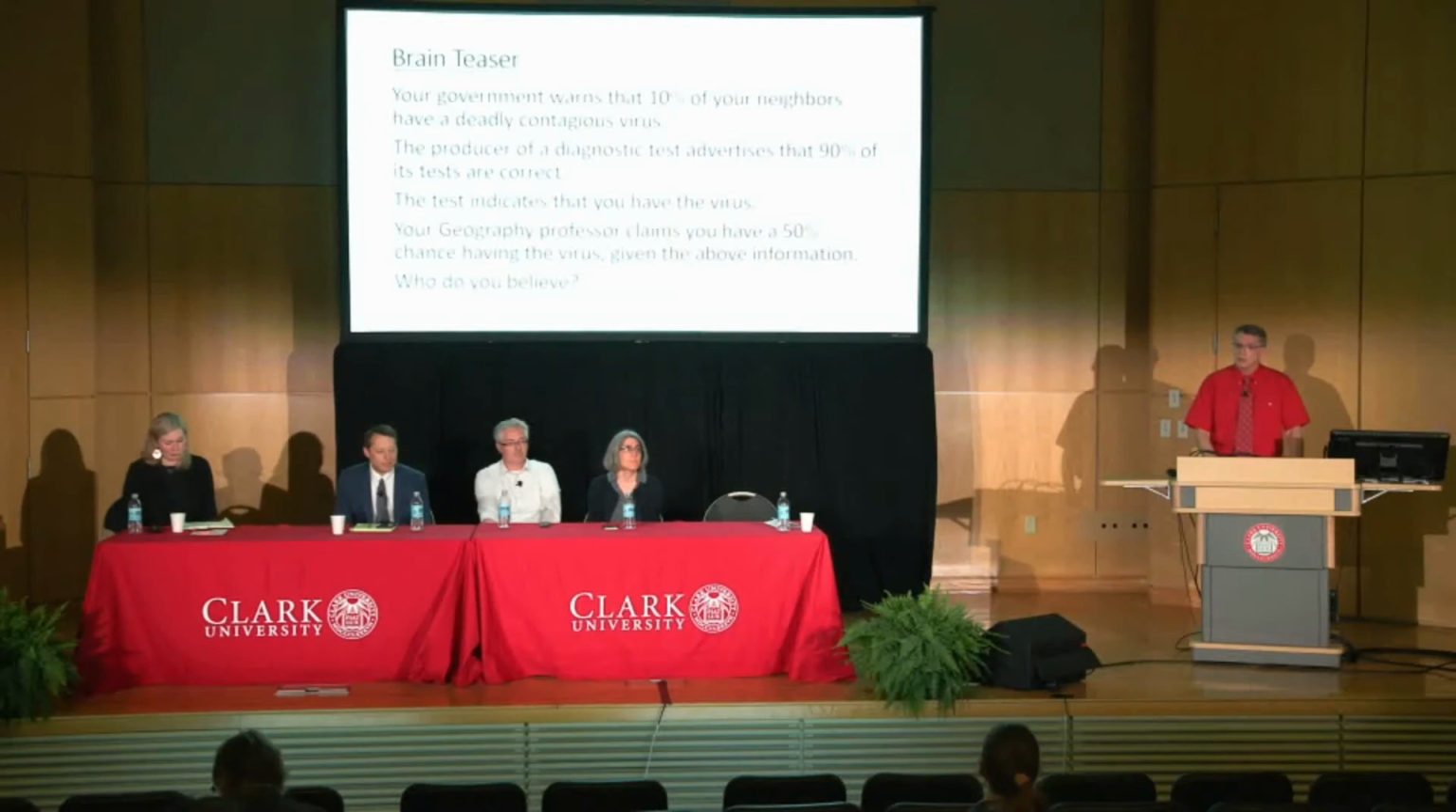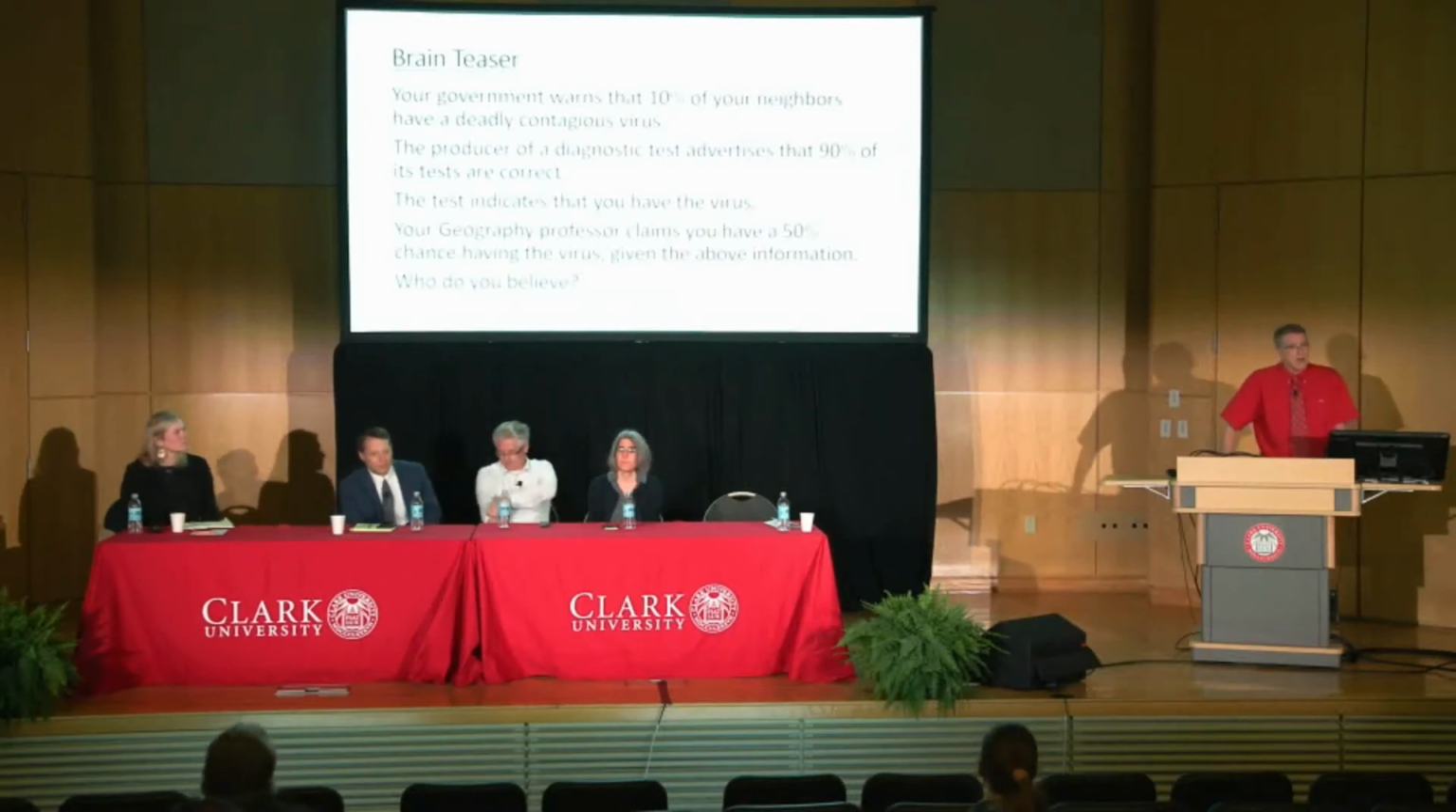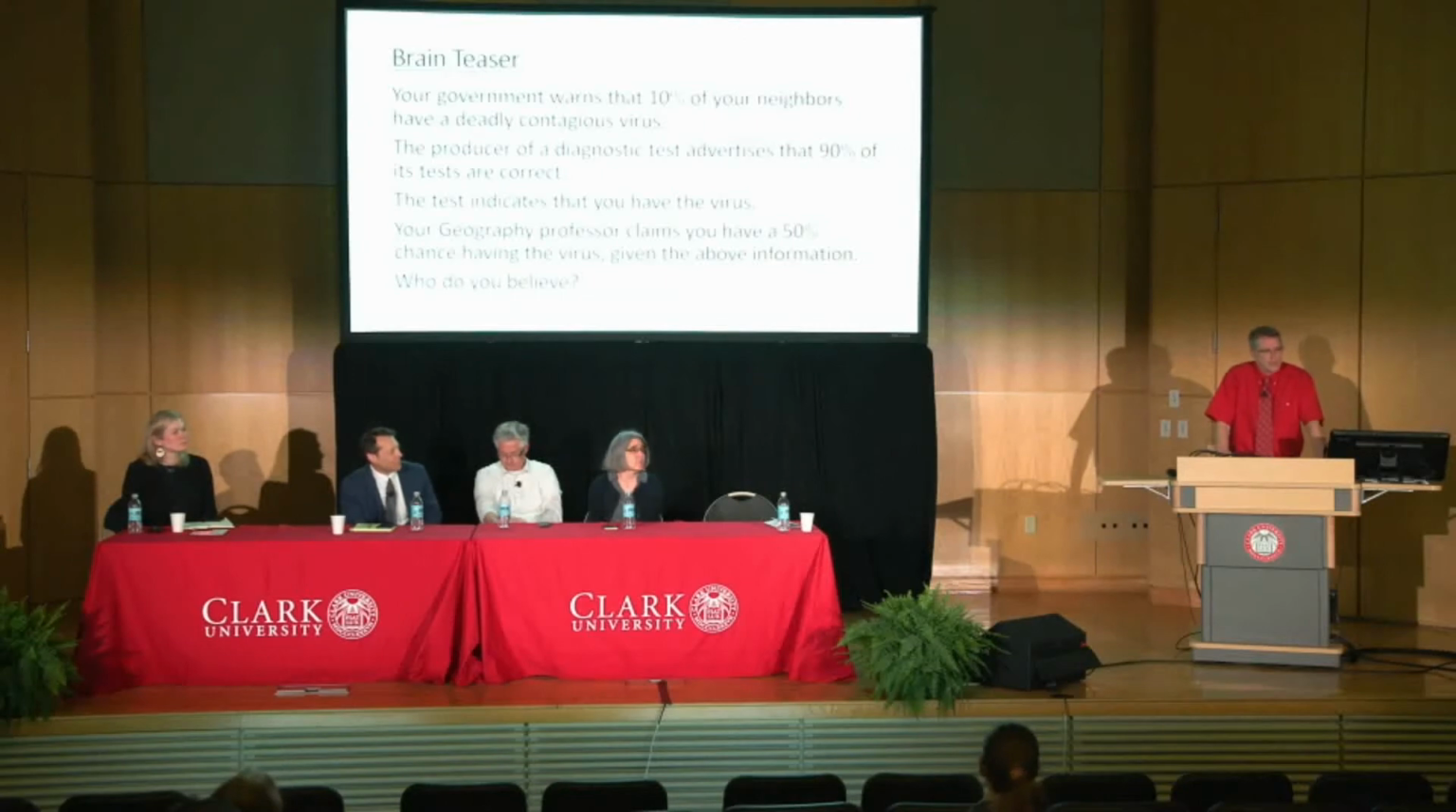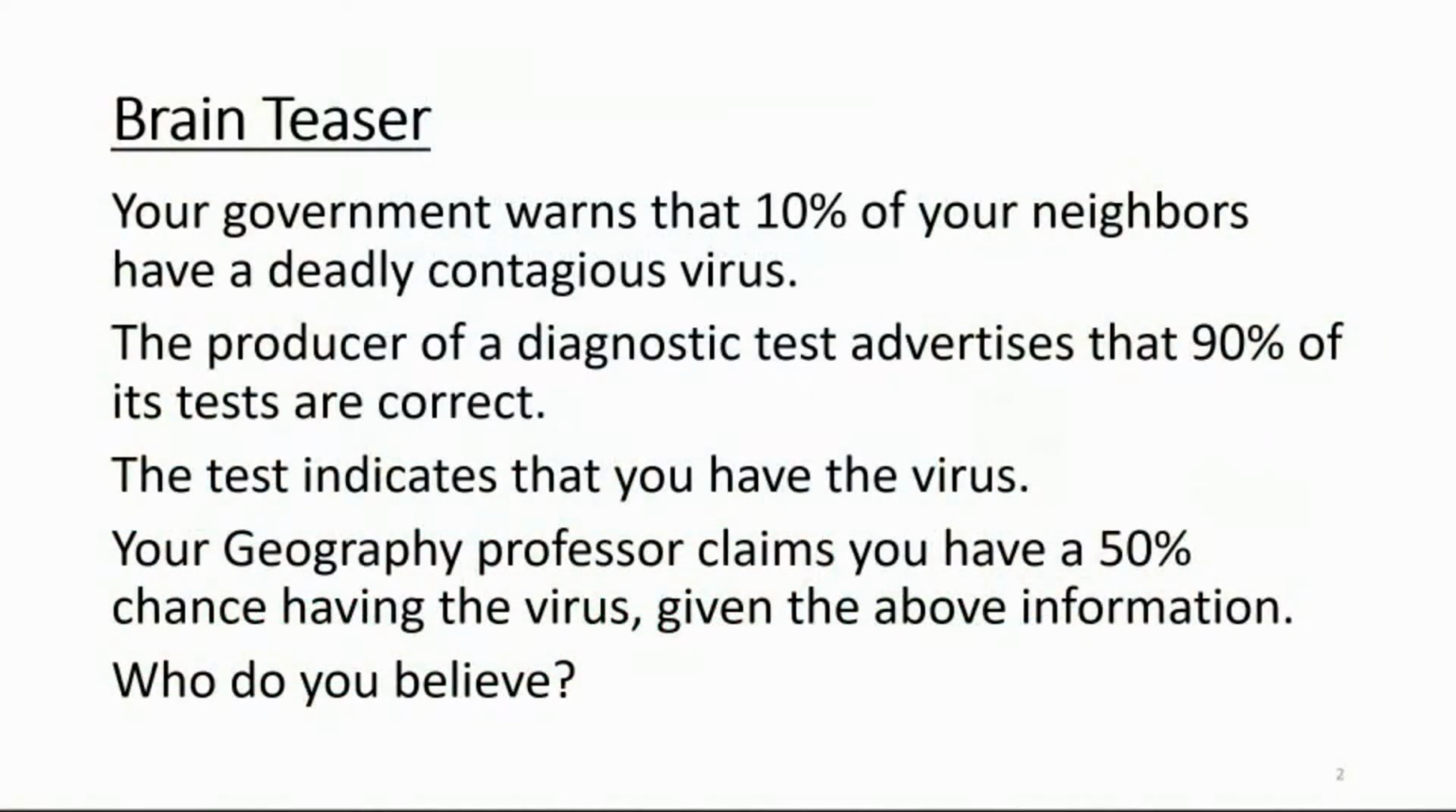So I'll give you a moment to read this. Keep in mind, I know who you are. Dan, Sebastian, Yuko, Tammy. We might call on one of you to ask, who do you believe when your government warns that 10% of your neighbors have a deadly contagious virus? The producer of a diagnostic test advertises that 90% of its tests are correct. The test indicates that you have the virus. Your Clark geography professor, that would be me, claims that you have a 50% chance of having the virus given the above information.